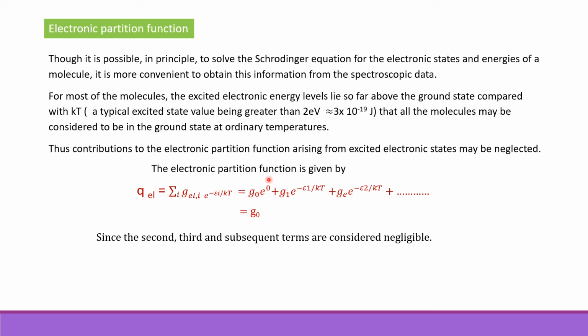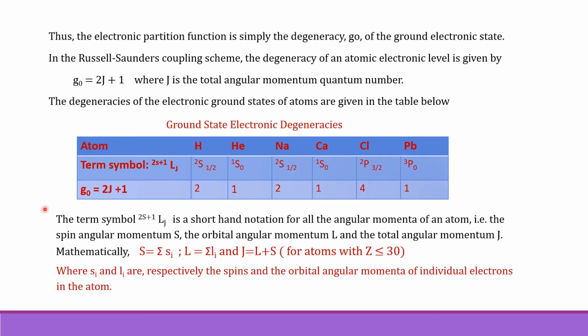And the electronic partition function is given by the formula Q electronic equals summation g_i into e raised to the power minus epsilon_i by kT, that is equal to g0 into e^0 plus g1 into e raised to the power minus epsilon 1 by kT plus g2 into e raised to the power minus epsilon 2 by kT plus and so on. So neglecting these higher excitation energy levels, the value you can write as g0. Since the second, third and subsequent terms are considered to be negligible, the electronic partition function is simply the degeneracy g0 of the ground electronic state.